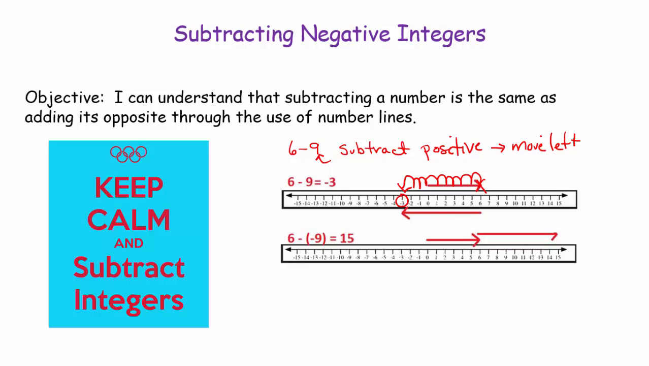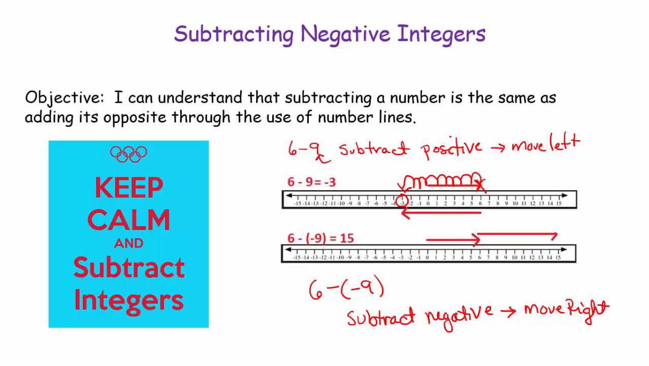So when we subtract a positive, you move left. If you have $6 and then you owe someone $9, you're really down $3. So if you subtract a positive, we know from the last lesson we move left. So guess what? When you subtract a negative, you do the opposite of that. This time we'll have to move right. So if you subtract a negative, you'll need to move to the right.